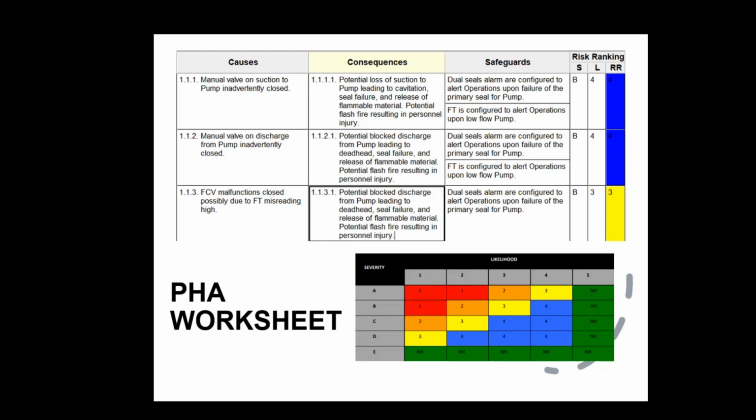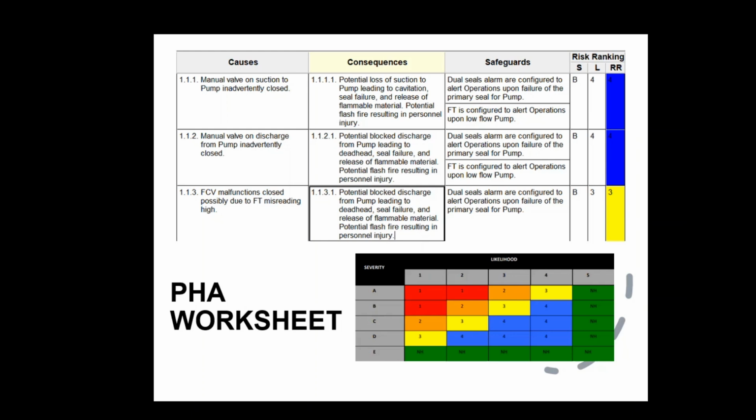Now let's take a look at cause 1.1.2, where the manual valve on the discharge of the pump inadvertently closed. We will see that the scenario is the exact same, other than now we are blocking the discharge of the pump and we are deadheading our pump rather than cavitating it. But the risk ranking remains the exact same. So let's move on to the next scenario, which will be cause 1.1.3, where the flow control valve malfunctions closed on the discharge of the pump.